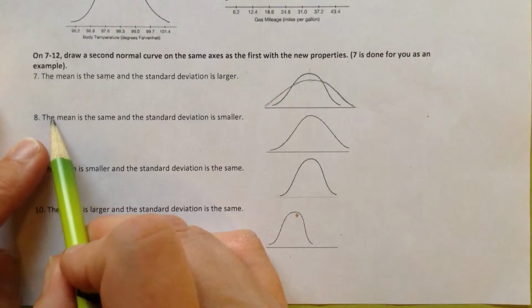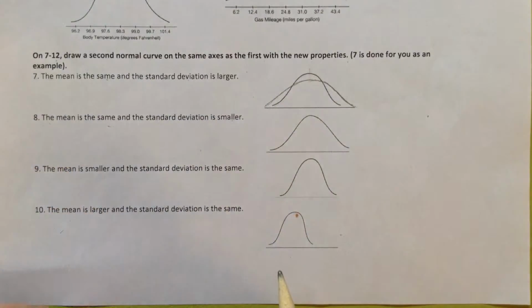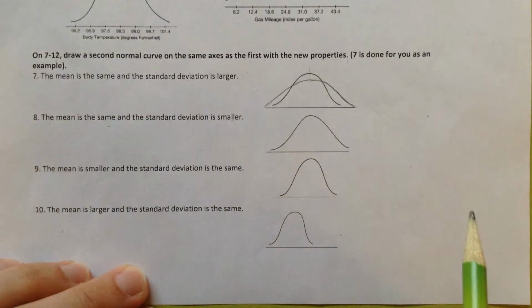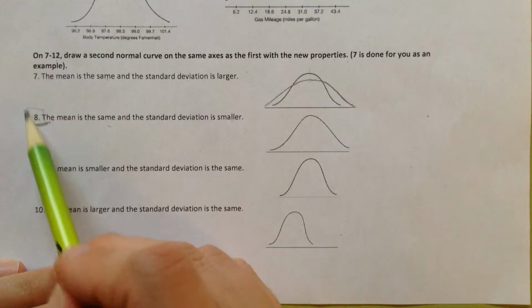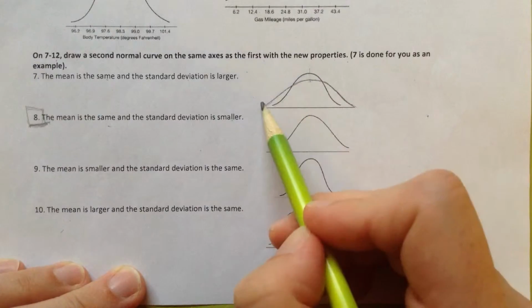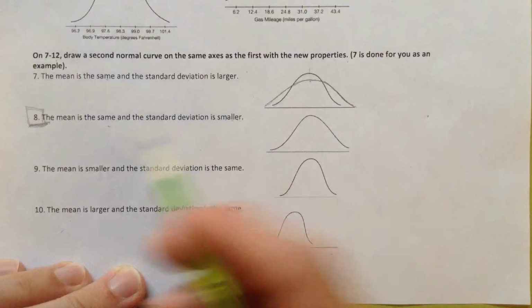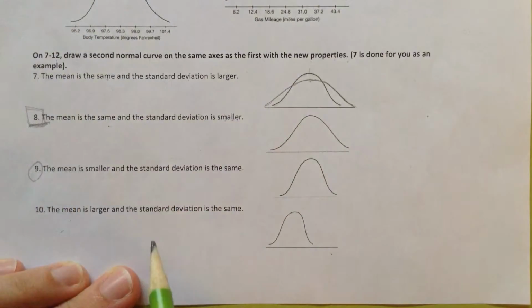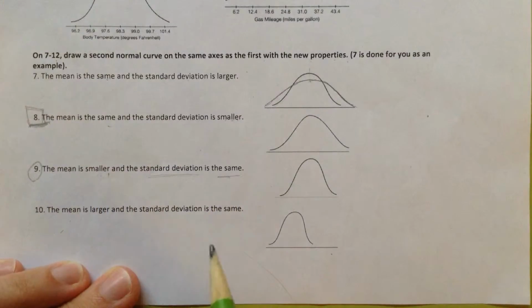Now, 8 wants the mean being the same and the standard deviation being smaller, right? So I actually am going to let you figure what that looks like. You know what mean being the same and standard deviation more spread out looks like. You figure out what 8 looks like. I'm actually going to do problem number 9, where the standard deviation stays the same, but the mean gets smaller.